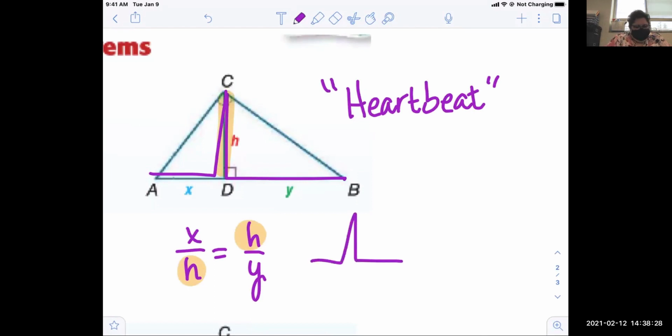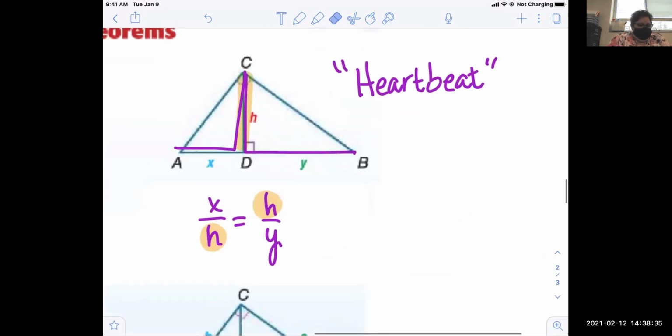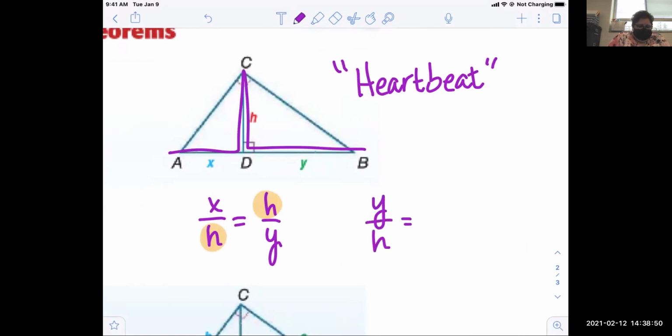Bloop, bloop, bloop, bloop. It's like a heartbeat monitor, right? So that's why I'm calling it heartbeat. It doesn't really matter if you start over here and go over, up, down, and across like that, or if you start on this side and go like that, okay? If we went this way, it'd be y over h equals h over x. You see how you still have the same h in both corners, and the cross product would be the same. So because you're getting h squared equals xy, it's going to be the same either way.